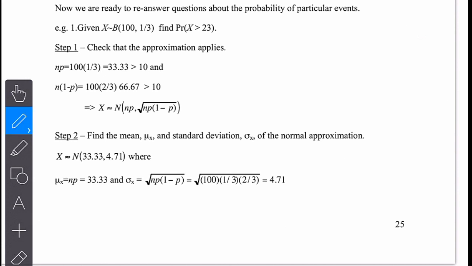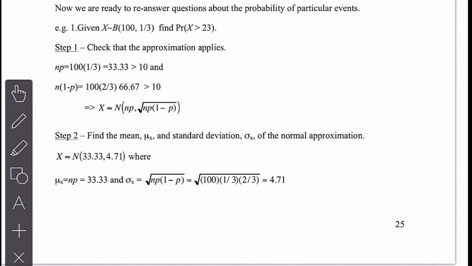So here's the problem. Remember, same thing. Binomial distribution, parameters are n and p, 100 and 1/3, and I want the probability that x is greater than 23. The approximation is okay. We already checked that. n times p is greater than 10, n times 1 minus p is greater than 10, so that applies. And I can find the mean and standard deviation, so that's all good.